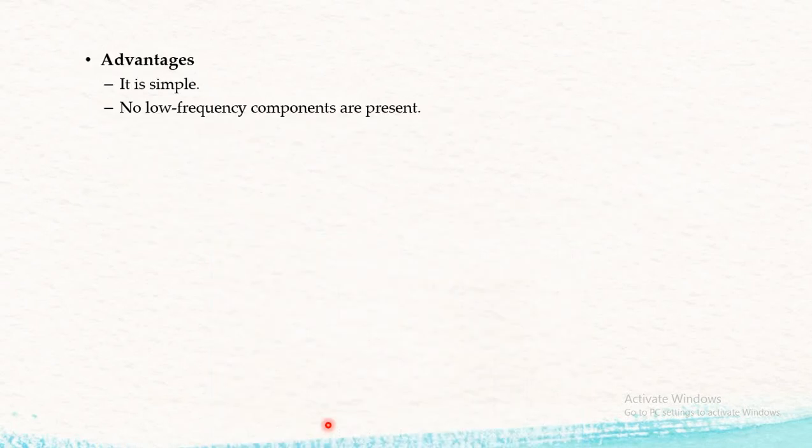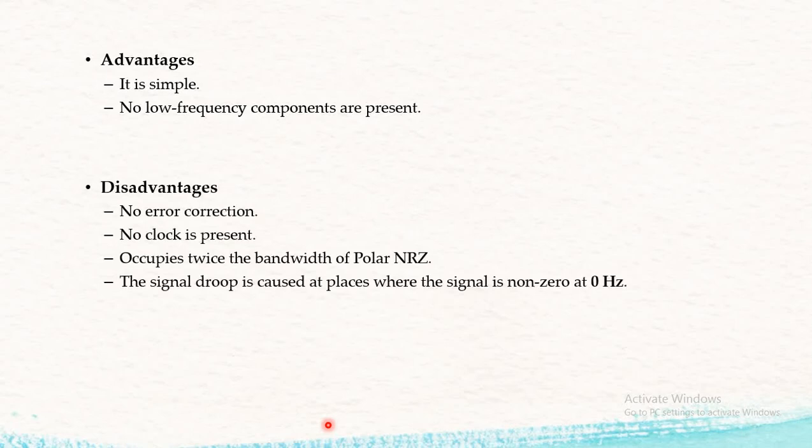Its advantages: it is simple, and no low frequency components are present. Disadvantages: no error correction, no clock is present, it occupies twice the bandwidth of polar NRZ, and a signal droop is caused at places where the signal is non-return to the 0 value.